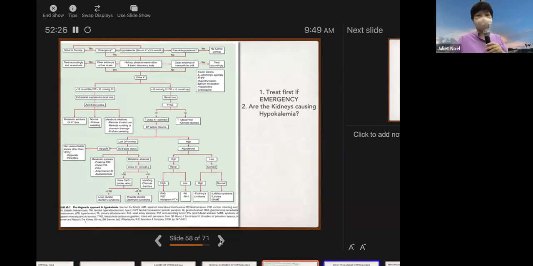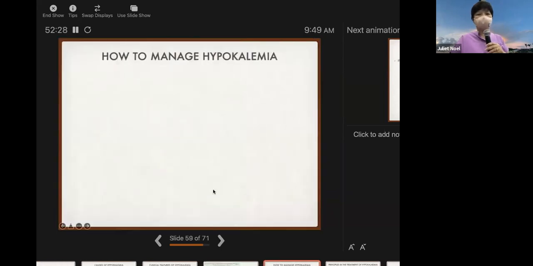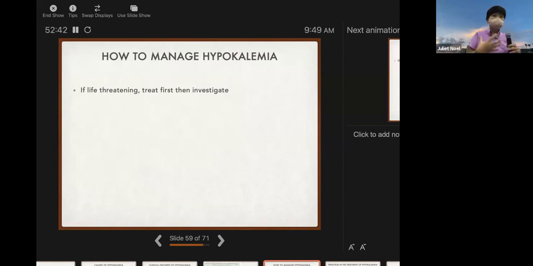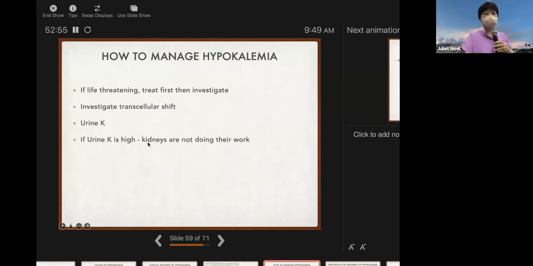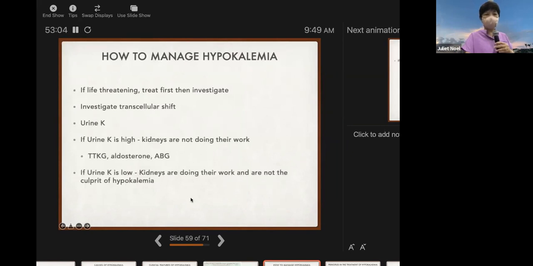So that's the complicated algorithm for hypokalemia. So how to manage? If life-threatening, you treat first before you investigate. Because regardless of the cause, if it's life-threatening, masyado mababa, the patient could barely move, barely breathe, you have to correct. Then just try to find out the cause later on. So you investigate if there's a transcellular shift. So those are the urine potassium. So this is the highlight: TTKG, aldosterone, and ABG, you should find that out, as I mentioned.